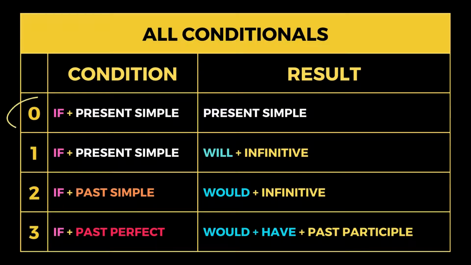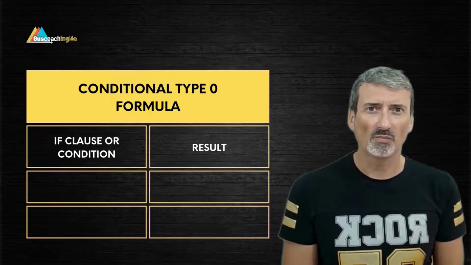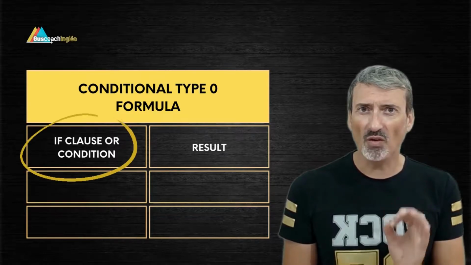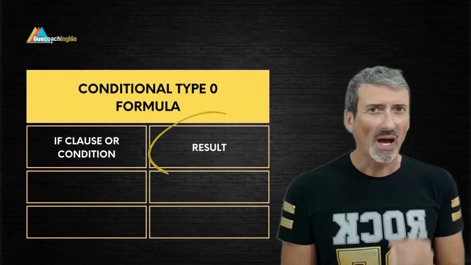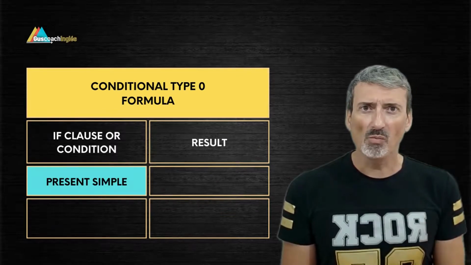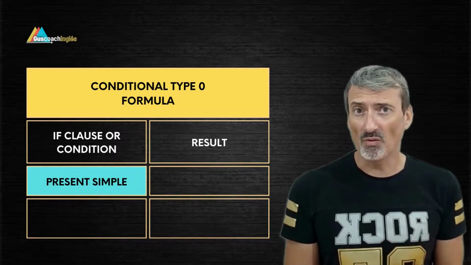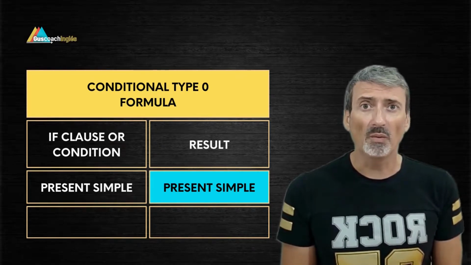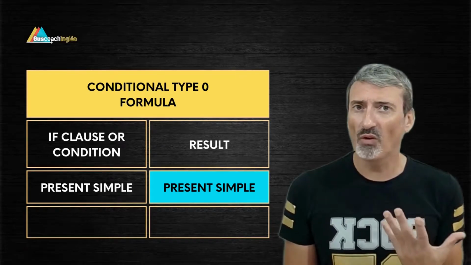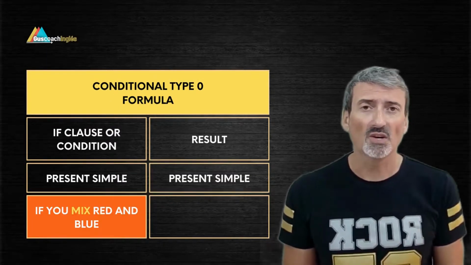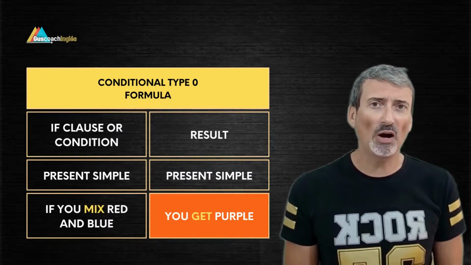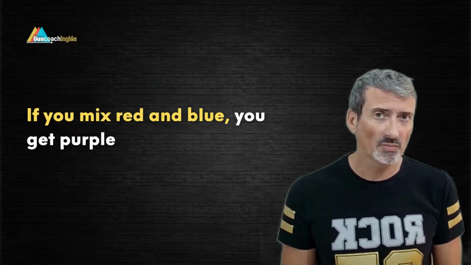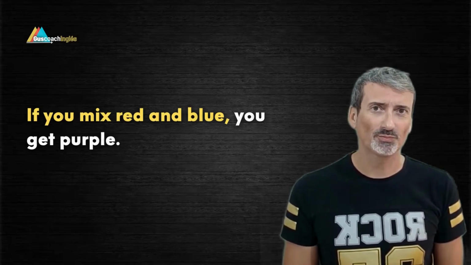Conditionals type 0. First, the formula. You got 2 clauses, the if clause or the condition, and the result. Formula in the if clause. You must put the verb in the present simple. Formula of the result. The verb must also be in the present simple. For example, if you mix red and blue, you get purple.